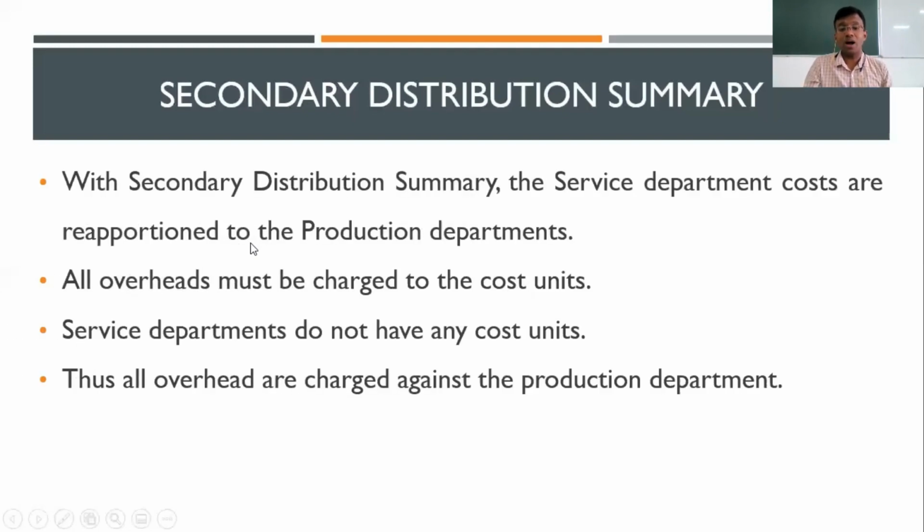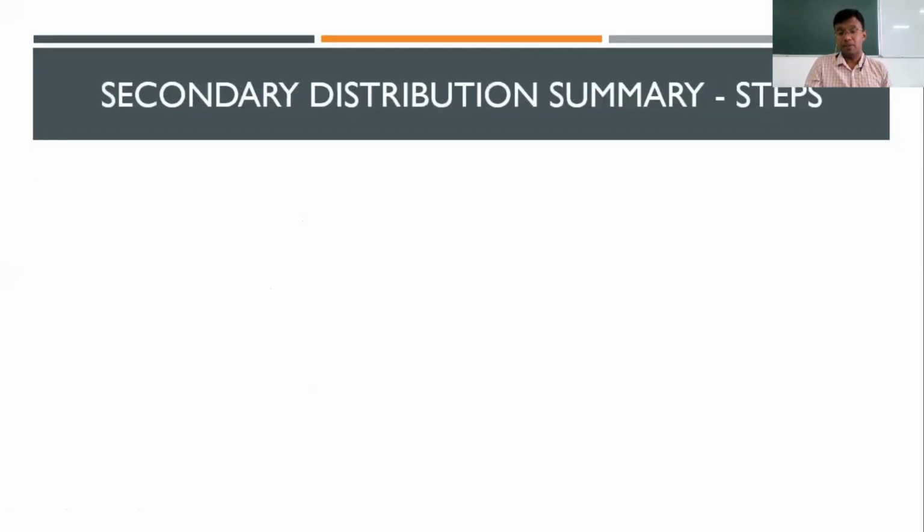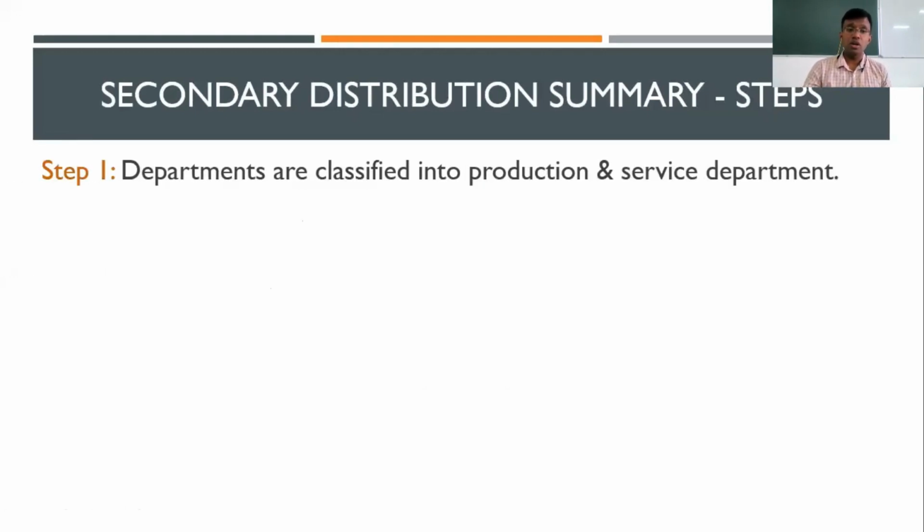So that's the reason why we would be preparing the secondary distribution summary. Now let's talk about the steps that are carried out in order to prepare the secondary distribution summary. So first step is that you will have to analyze the departments of your organization. Okay? So let's say you have 10 departments in an organization. You have to identify how many of them are production, how many of them are service in nature.